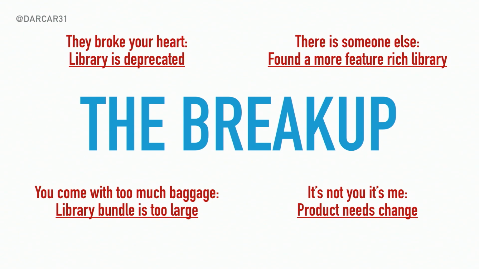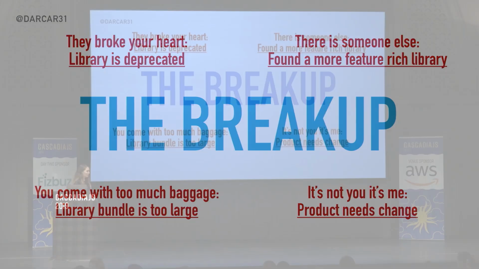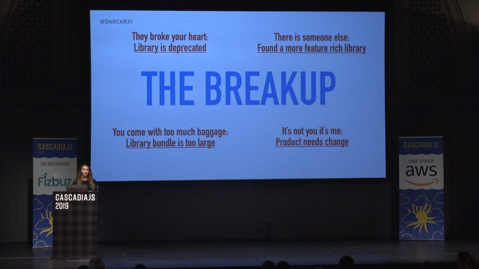Now there's so many different reasons why we have to break up with JavaScript libraries. Oftentimes product needs change and the library you're using is no longer fitting those needs. Maybe they actually broke up with you and the library is being deprecated. Raise your hand if you've ever had to break up with a JavaScript library in a piece of code that you've used. Yeah, wow. It's very common because the JavaScript community is so incredibly fast-paced.